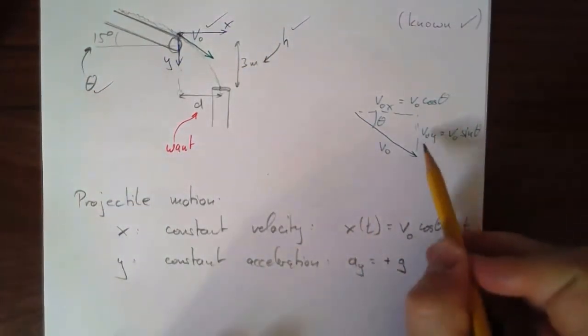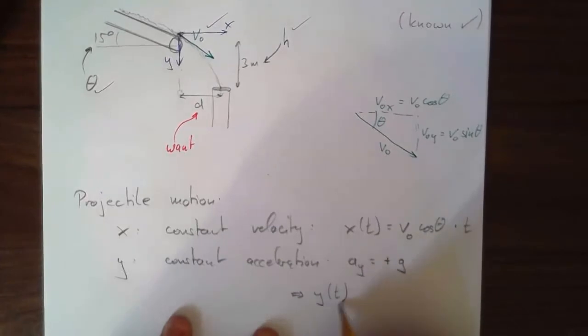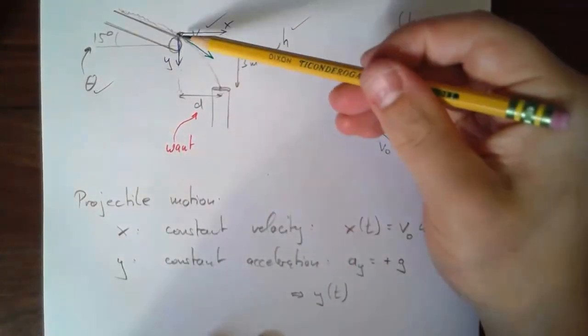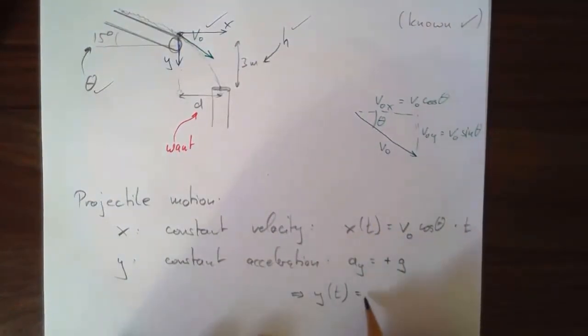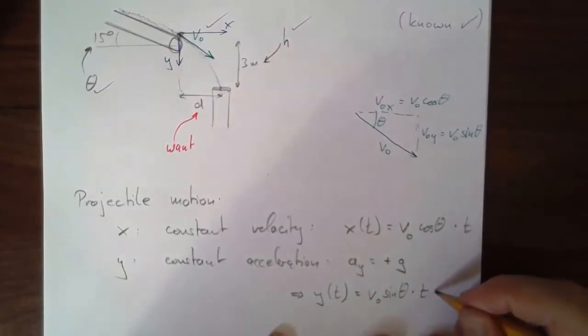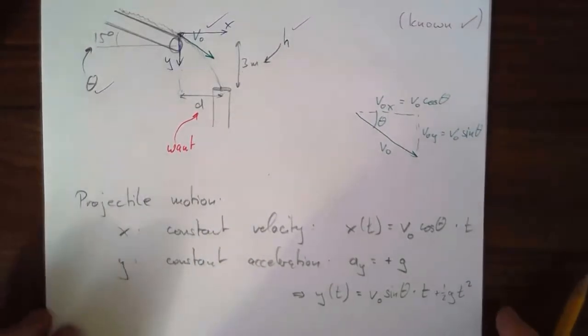I have an initial y velocity that I already figured out. That means I can right away write down my y position as a function of time. Well, it starts at 0, so there's no initial position to worry about. That's just 0. And then we're going to have v naught sine theta times t plus 1/2 g t squared, right? Accelerated motion in the y direction.